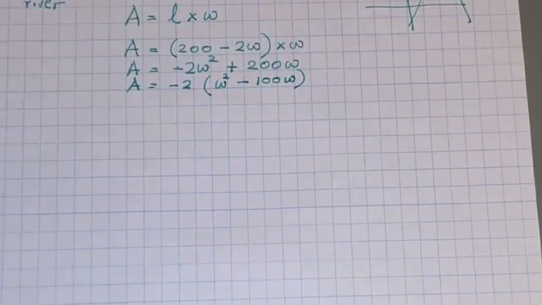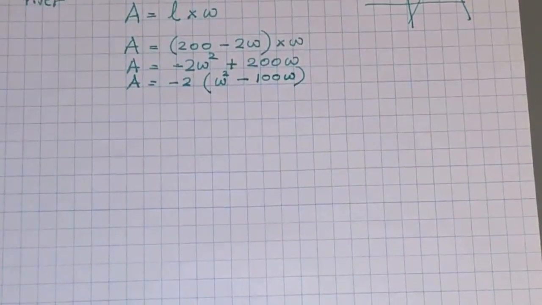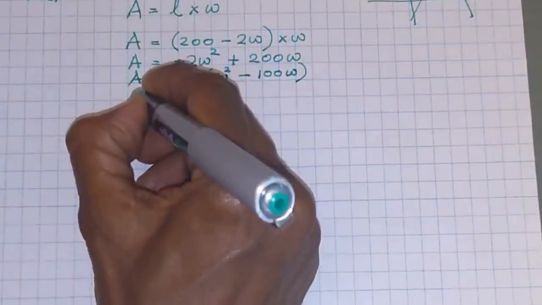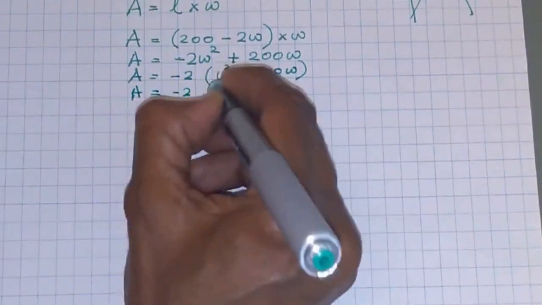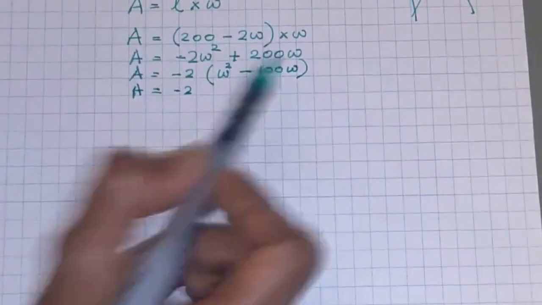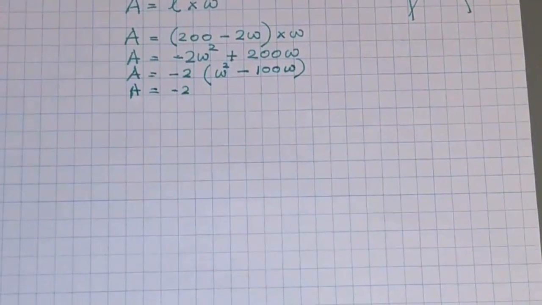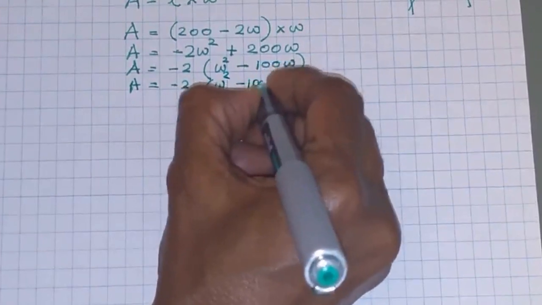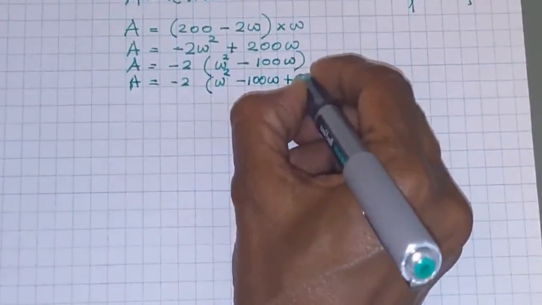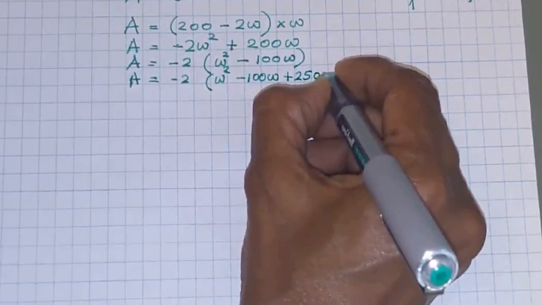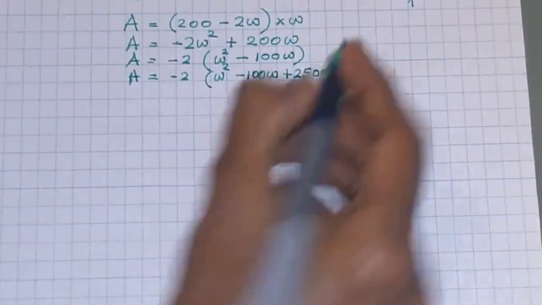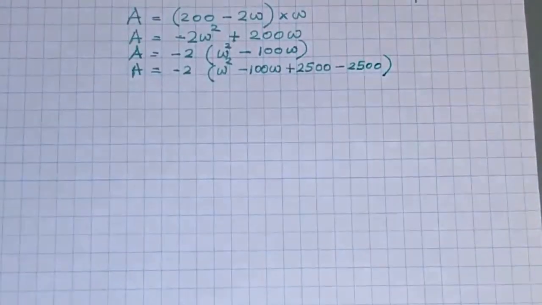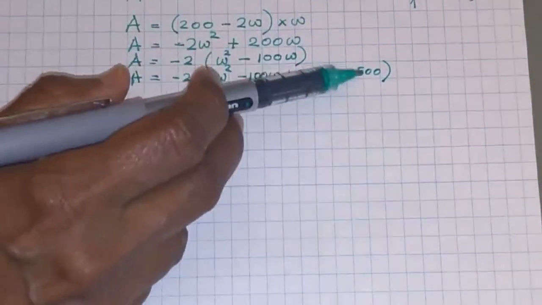Now, when I look at these two terms, I have to think about what I have to add to make this into a perfect square trinomial. So, negative 2, and since this is 100, I'm going to take half of that, which is 50, and square that, which is 2500. I'll be adding 2500 to these two terms. And I cannot just add 2500, I have to subtract it too, because I can't make any changes. Just to keep it the same expression, I have to add and subtract.